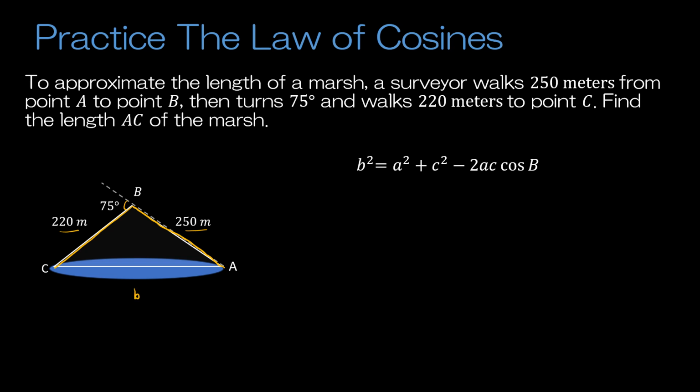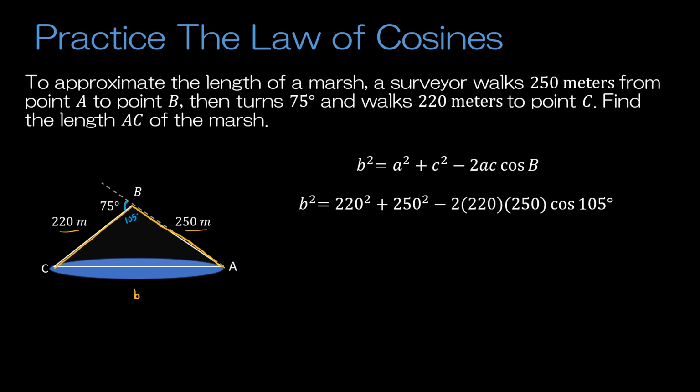So b squared is equal to a squared plus c squared minus 2ac cosine of B. So now I'm going to replace A with 220, C with 250, and angle B with 105. Now that's very important because this angle was 75 degrees, so the angle on the interior is the supplement of that. So 180 minus 75 is 105 degrees. So now I have cosine of 105.